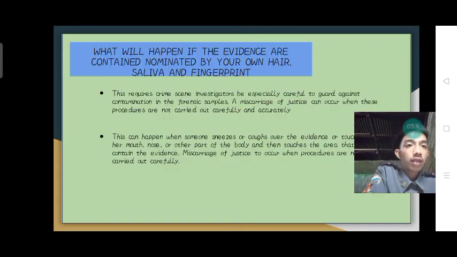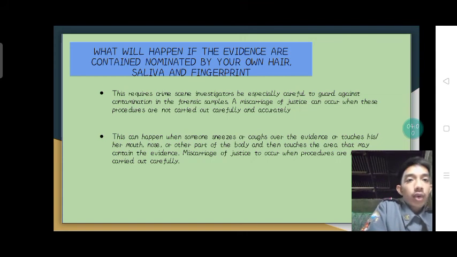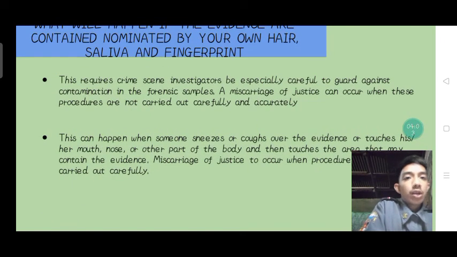So, what will happen if the evidence is contaminated by your own hair and saliva and fingerprint? So, ano daw mangyayari sa isang evidence kung na-contaminate natin ito sa sarili nating buhok or saliva and then yung fingerprint. So, dito, this requires crime scene investigators to be especially careful to guard against contamination in the forensic samples. Miscarriage of justice can occur then when this procedure is not carried out carefully and accurately.